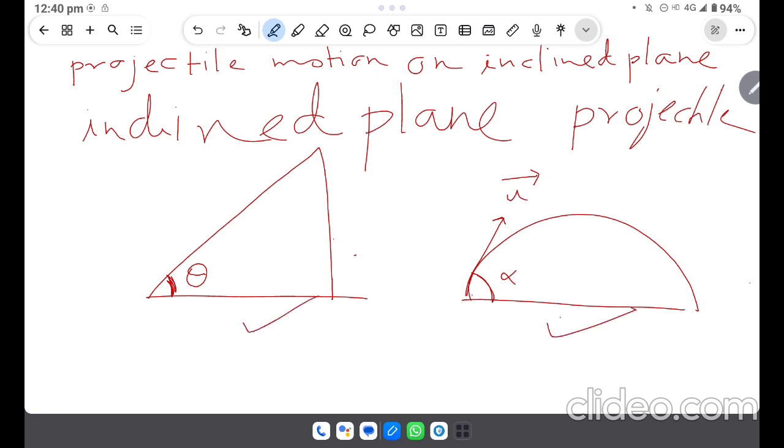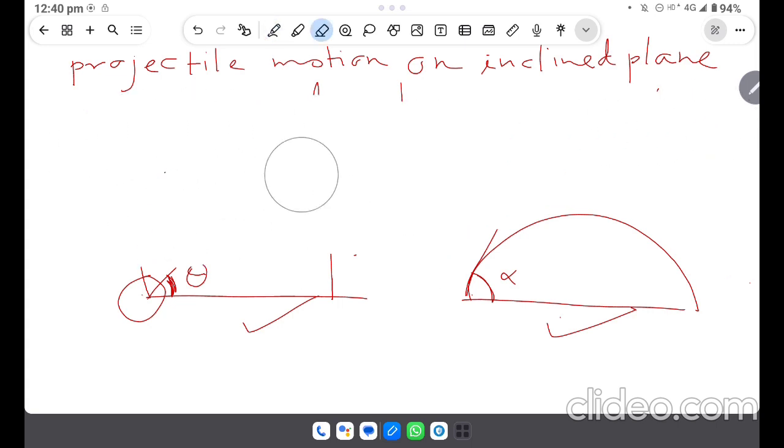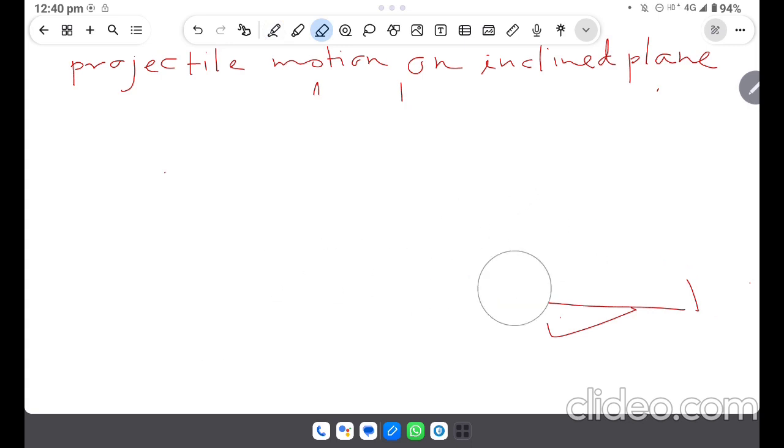That means we are going to throw any kind of ball or the stone from the bottom of the inclined plane, and as a result the object will fall like this, and we are going to explain the entire motion which is happening on the inclined plane. So let's see how we can do that.